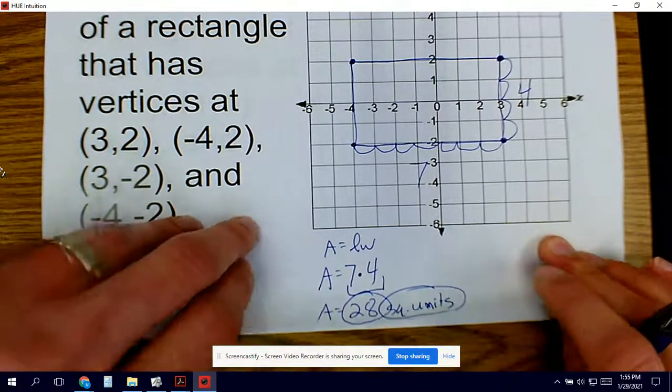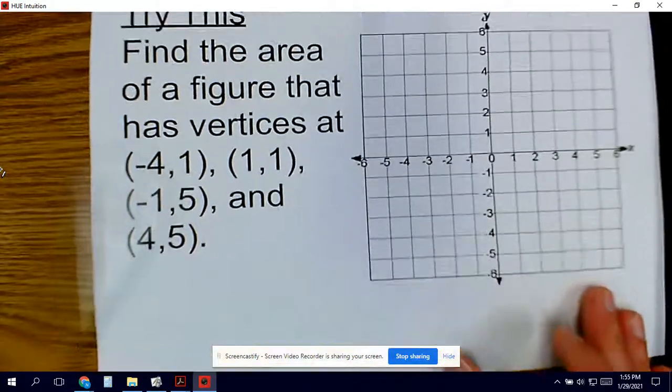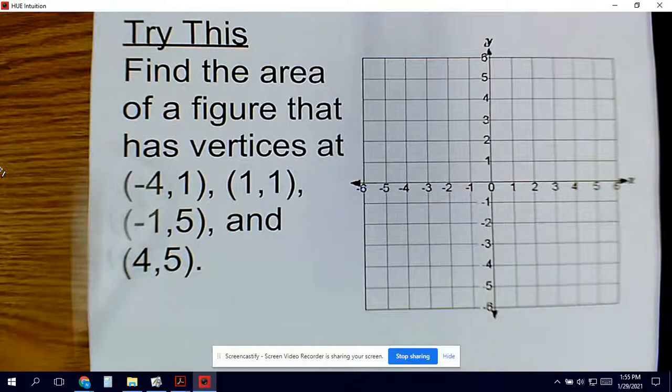Cool? Great. All right, last one for you to try. Find the area of a figure that has vertices at negative 4, 1, 1, 1, negative 1, 5, and 4, 5. Plot your shape, calculate the area. When you're done, come back and check your work to see how you did.